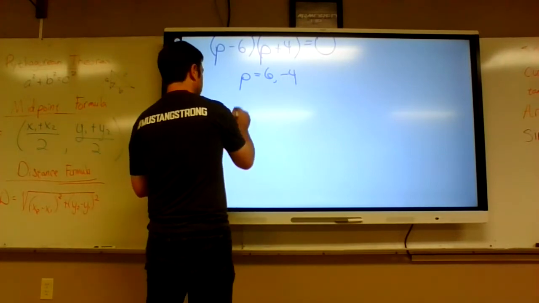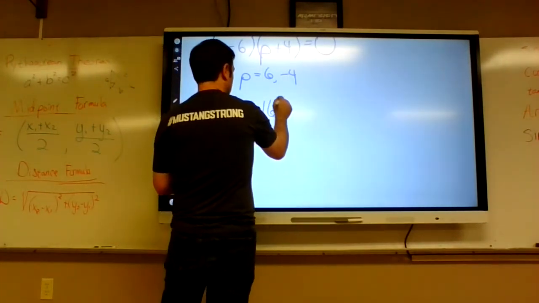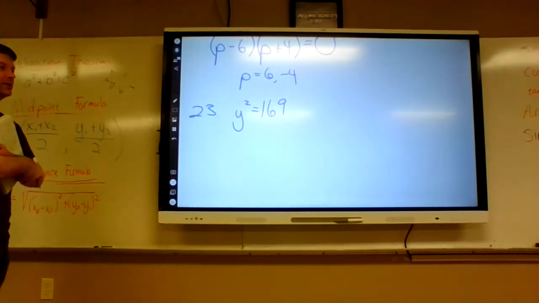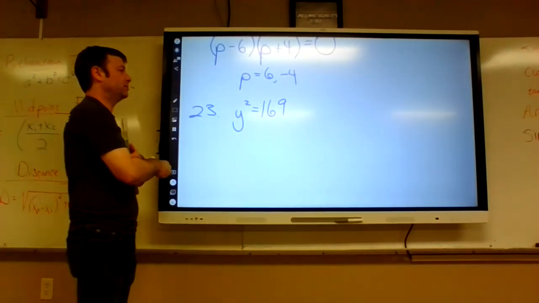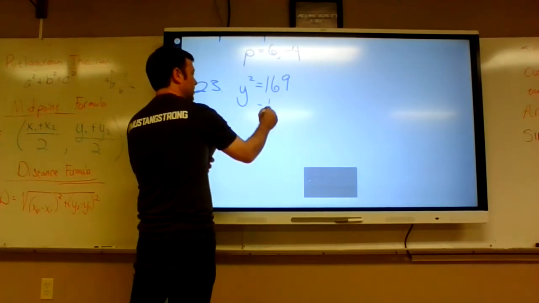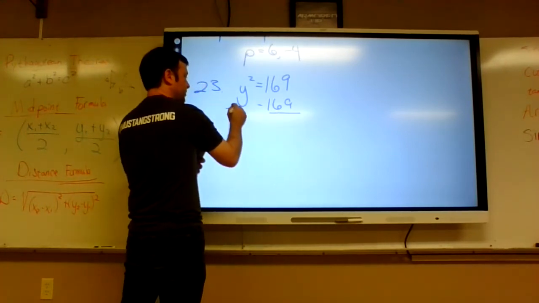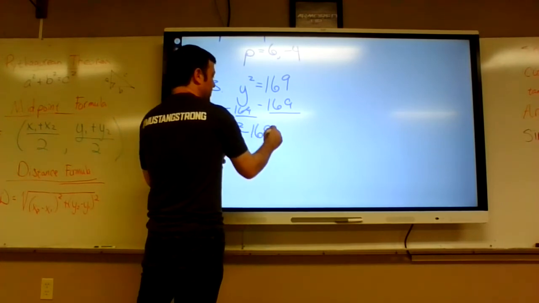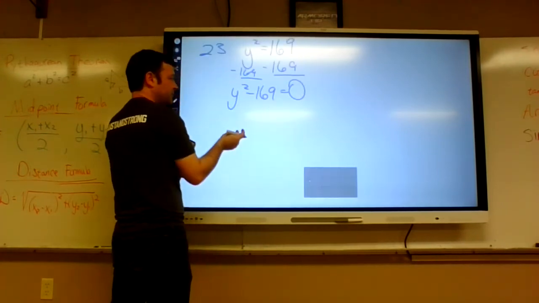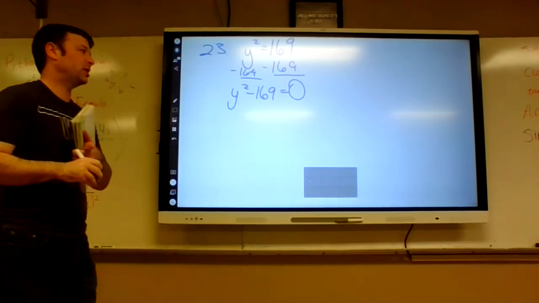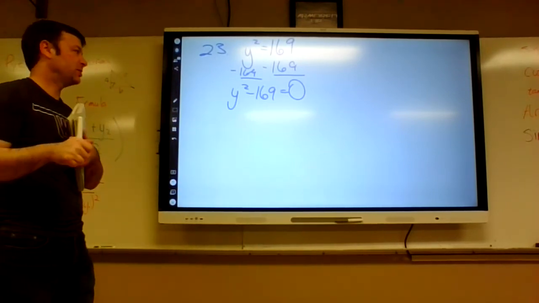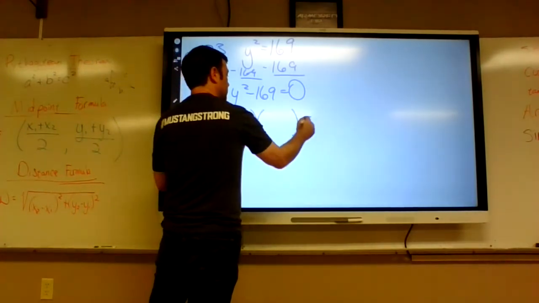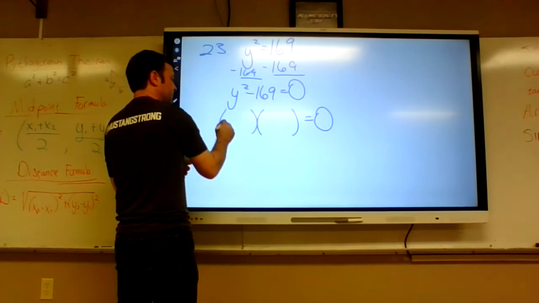Yeah, Forrest. Alright, what do you guys think? Subtract 169. We gotta get a 0 over here, right? So I get y squared minus 169. Is that a take stuff out? No. Square minus square, probably. Anybody know what the square root of 169 is? 13. You guys know what this is gonna factor to?